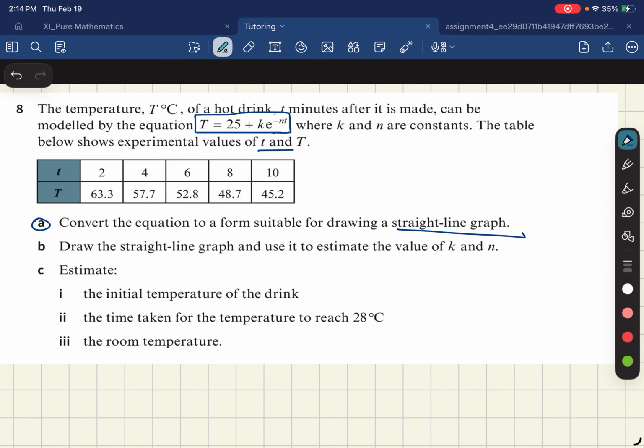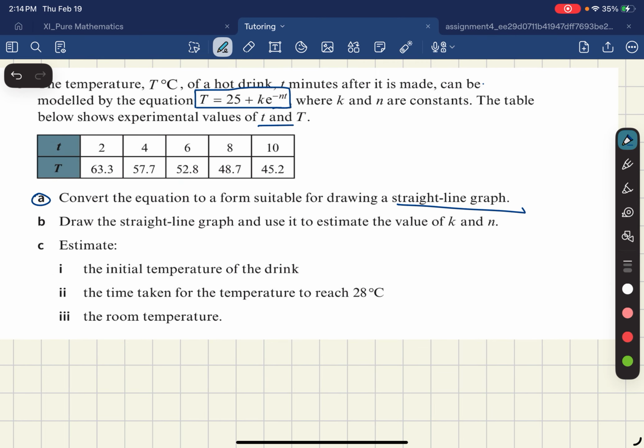And now we have question 7. The temperature of a hot drink, after it is made, can be modeled by the equation. So basically you have a hot drink, maybe a cup of coffee or a cup of tea, and you're putting it in your room. Now usually your room is colder than your hot coffee. So your hot coffee is going to cool, and because there is a temperature difference, this relates to physics. It's going to cool, and eventually it's going to reach thermal equilibrium, which is when the temperature of your coffee is equal to the temperature of your room. And that is where there is no net exchange of heat between the cup of coffee and the environment.